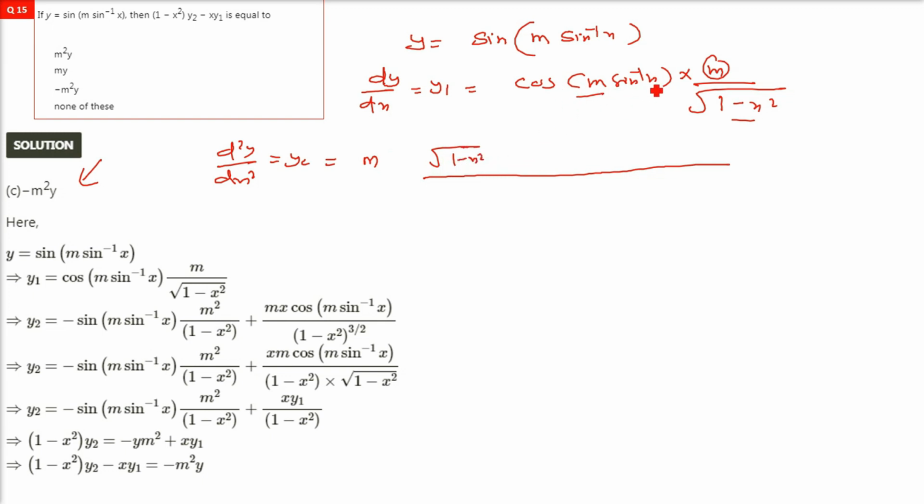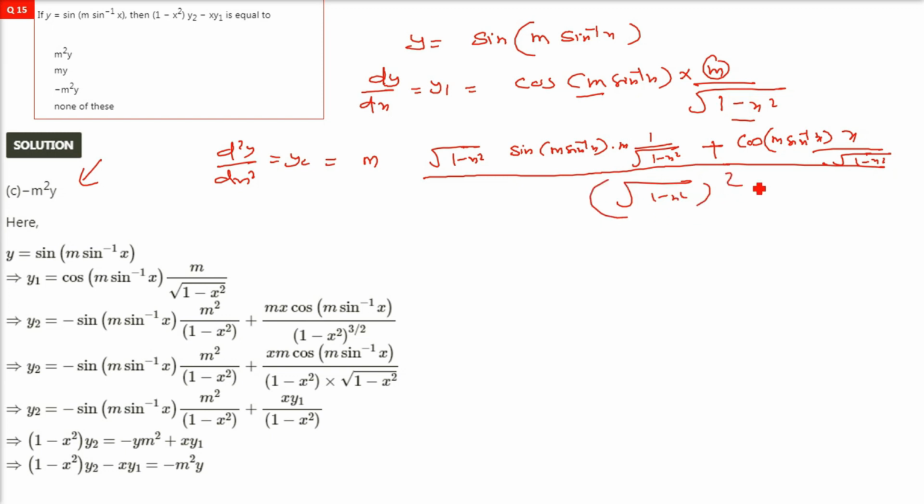The derivative of cos m sin inverse x is minus sin m sin inverse x, and the differentiation of m sin inverse x is m into 1 by under root 1 minus x square. There is a negative also that I'll come back to; I have just missed a negative here. And this will be cos m sin inverse x, and the differentiation of under root 1 minus x square will be negative x by under root 1 minus x square. So negative becomes positive: positive x by under root 1 minus x square, over under root 1 minus x square whole square.